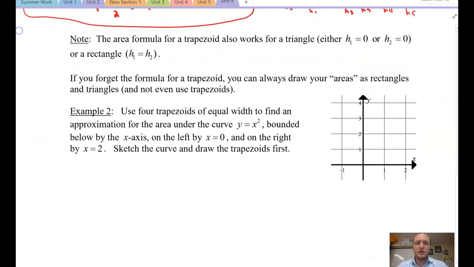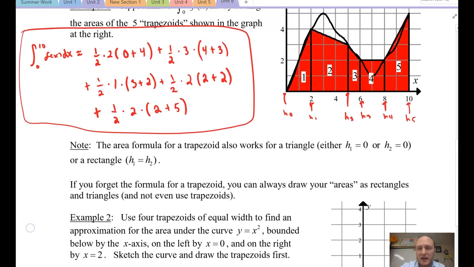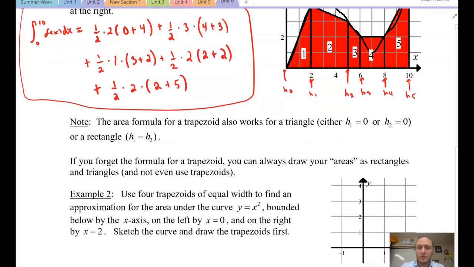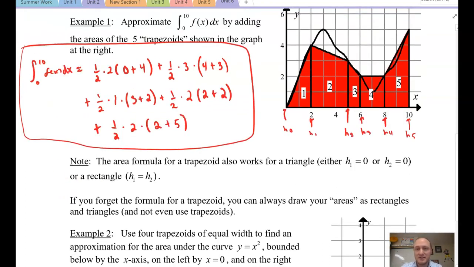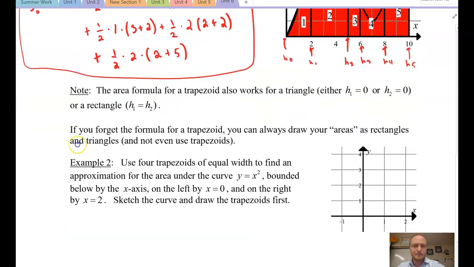Note the area formula for a trapezoid also works for a triangle, and I use that here, right? Height sub 0 here, I identified as 0. And it also works for a rectangle, where the heights are exactly the same. So if you forget the formula for a triangle, you can always draw your areas as rectangles and triangles. So if you're stuck and you don't know how to calculate this area, I can always piece this image off into a triangle and a rectangle.